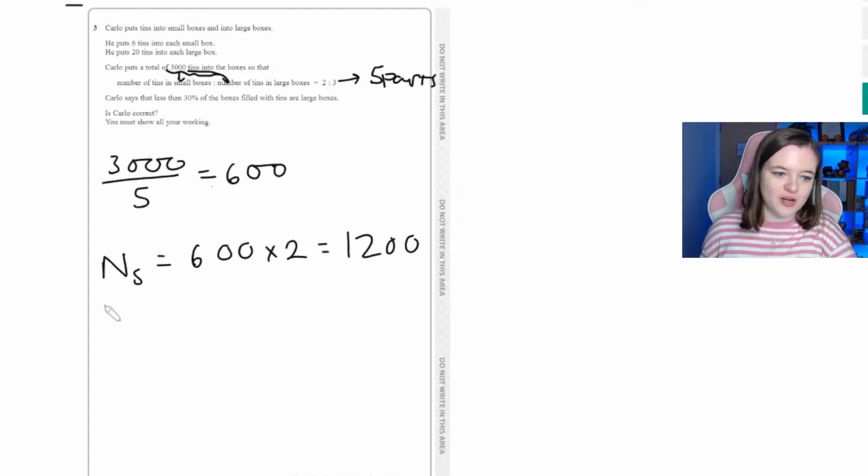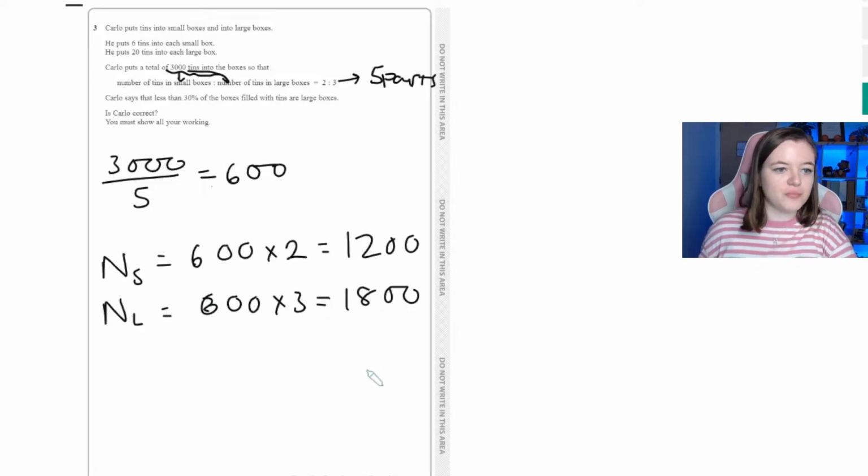And then the number of tins in the large boxes is going to be 600 times 3, which is going to be 1,800. Okie dokie then. That's the number of tins in each of these boxes. So then what we're going to use with this is he then puts 6 tins into each small box and 8 tins into each large box.